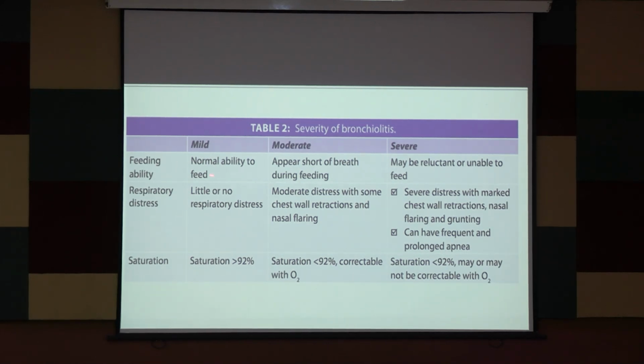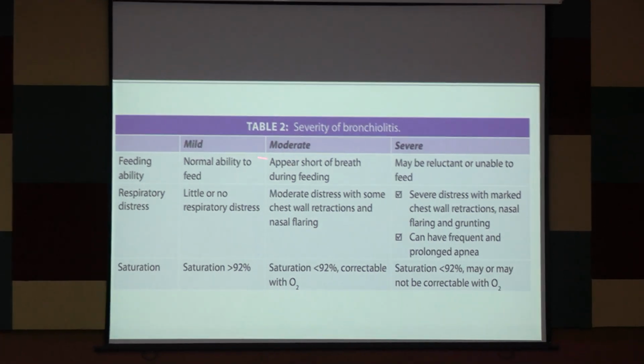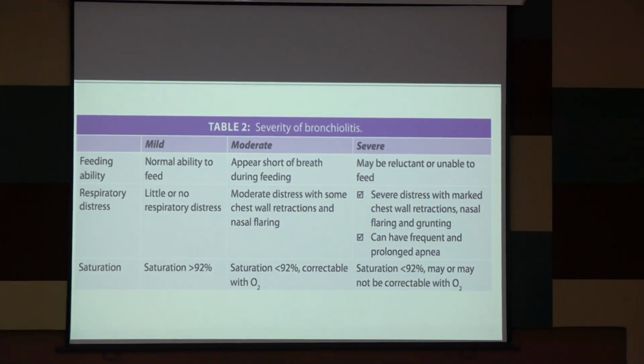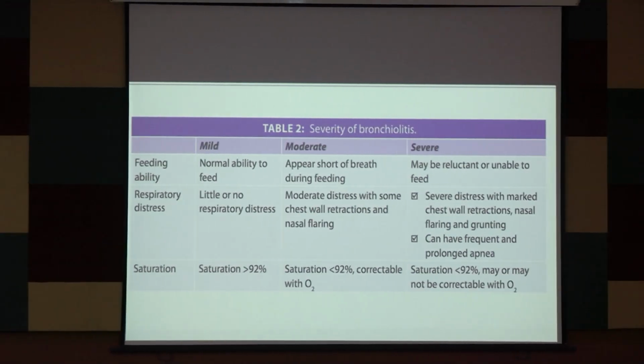If there is normal ability to feed, little or no respiratory distress, and saturation more than 92% in room air, this will be termed as mild bronchiolitis. Okay. Then second, if the baby appears short of breath during feeding, so there is difficulty in breathing, moderate distress with some chest wall retraction and nasal flaring. If the saturation is less than 92%, that is corrected with oxygen, that will be termed as moderate bronchiolitis.